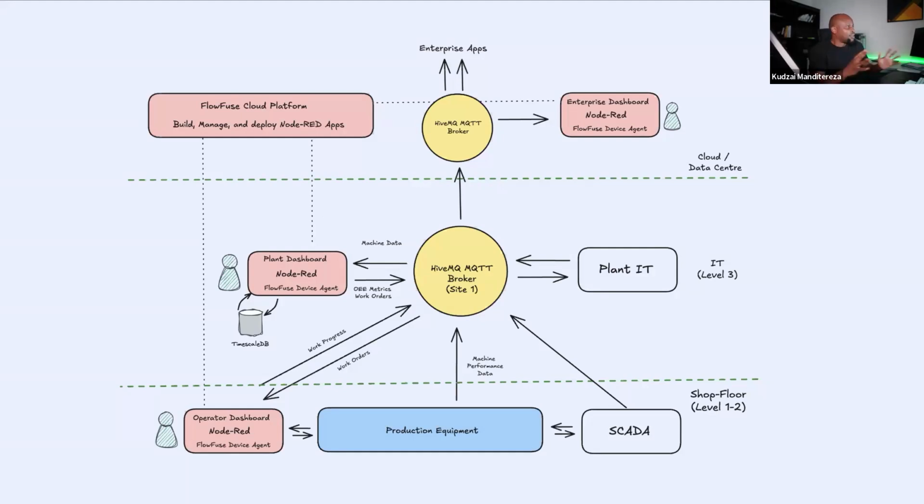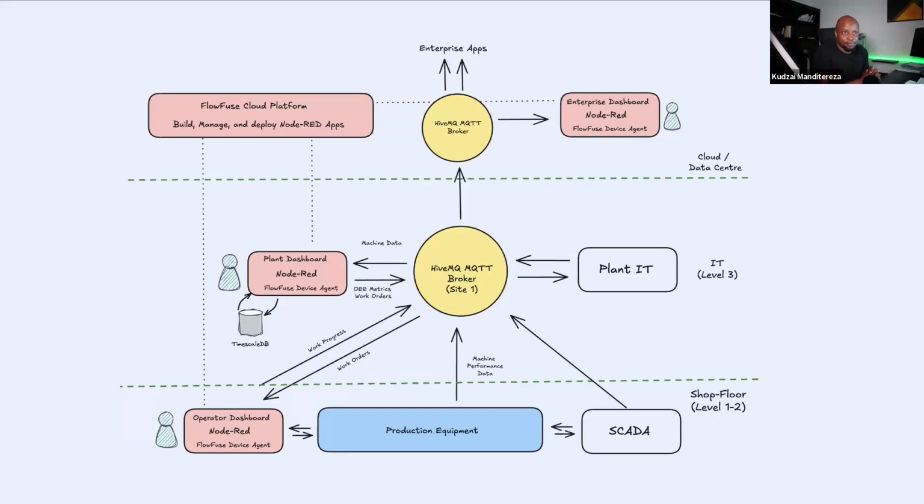So this is a site. This is a typical setup where you've got an MQTT broker holding a unified namespace. You've got your Node-RED agent at level 3, a device agent rather, and then you've got your Node-RED dashboard at level 2 for providing a dashboard to the operator and also for collecting data from your production equipment.